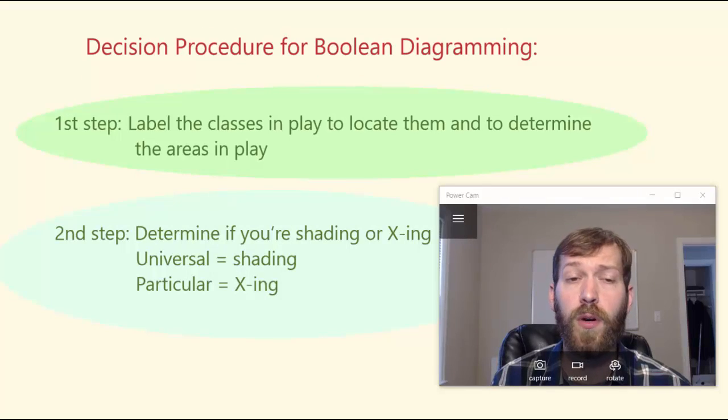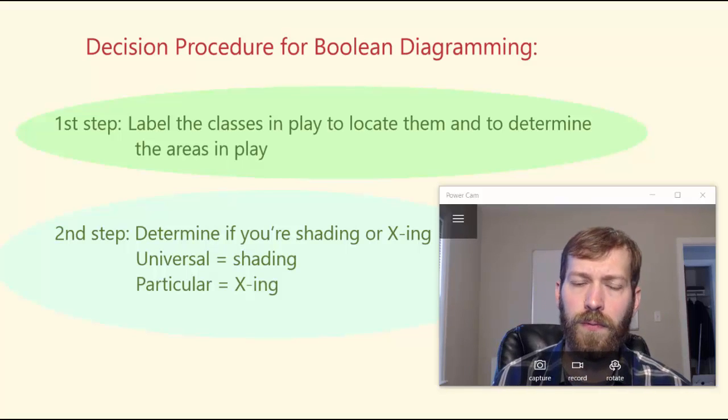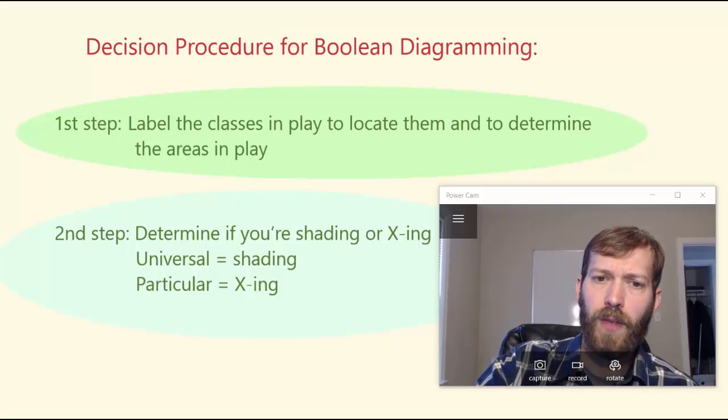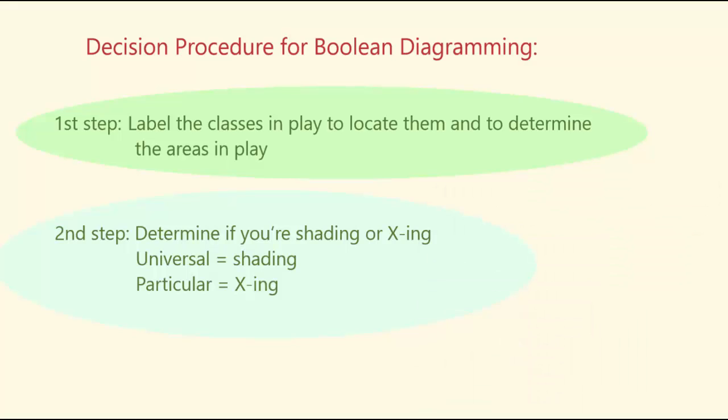So for your notes, I want to give you a decision procedure for Venn diagramming from the Boolean standpoint. What I recommend to first do is, given the categorical proposition that you have, label the classes that are in play so that you can visualize which areas you're going to be concerned with. So for instance, let's say you have the following categorical proposition: all A are non-B.